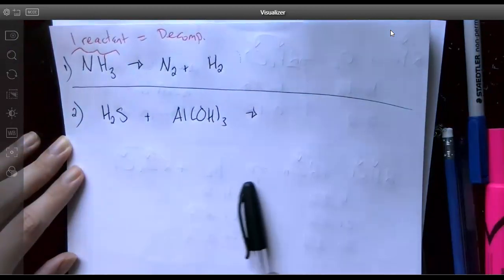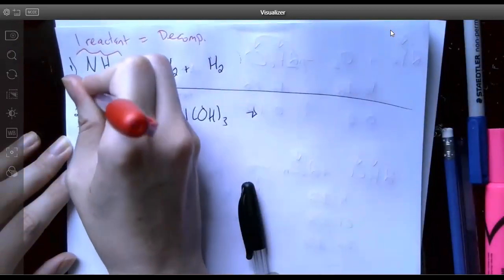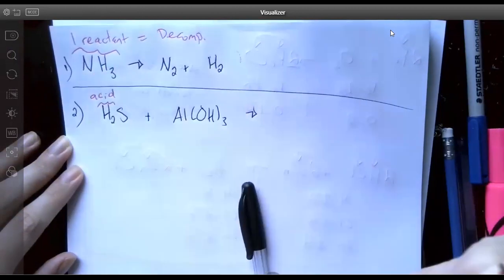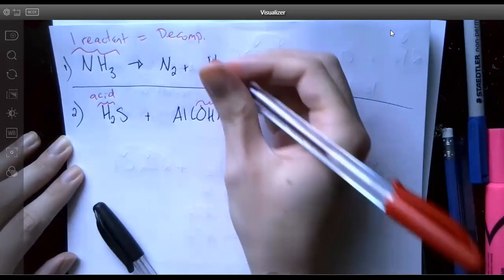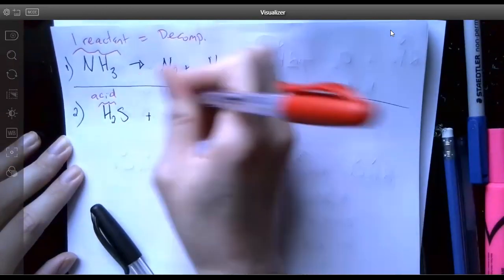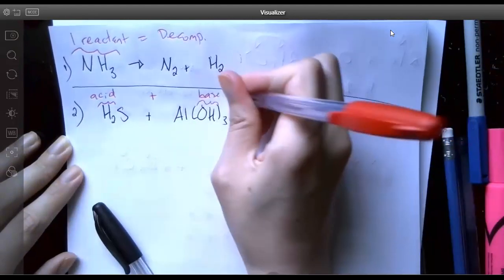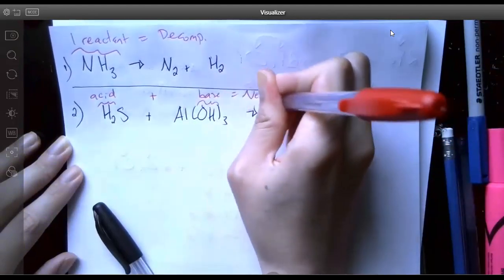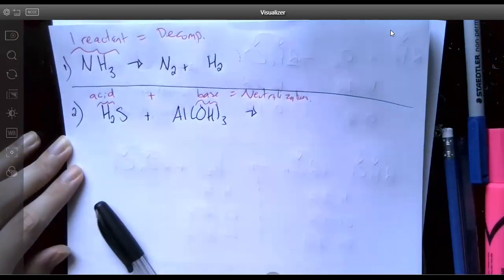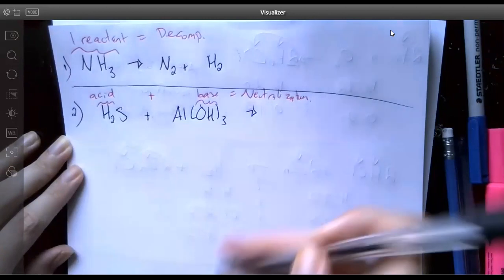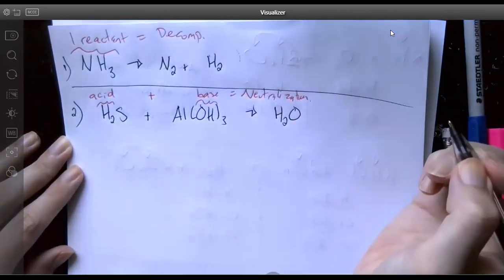Now this time, you need to recognize that an H at the front of a molecule is an acid, and OH at the back is a base. And anytime I have an acid plus a base, it is going to be a neutralization reaction. In a neutralization reaction, we always make water, so that's always going to be the same.